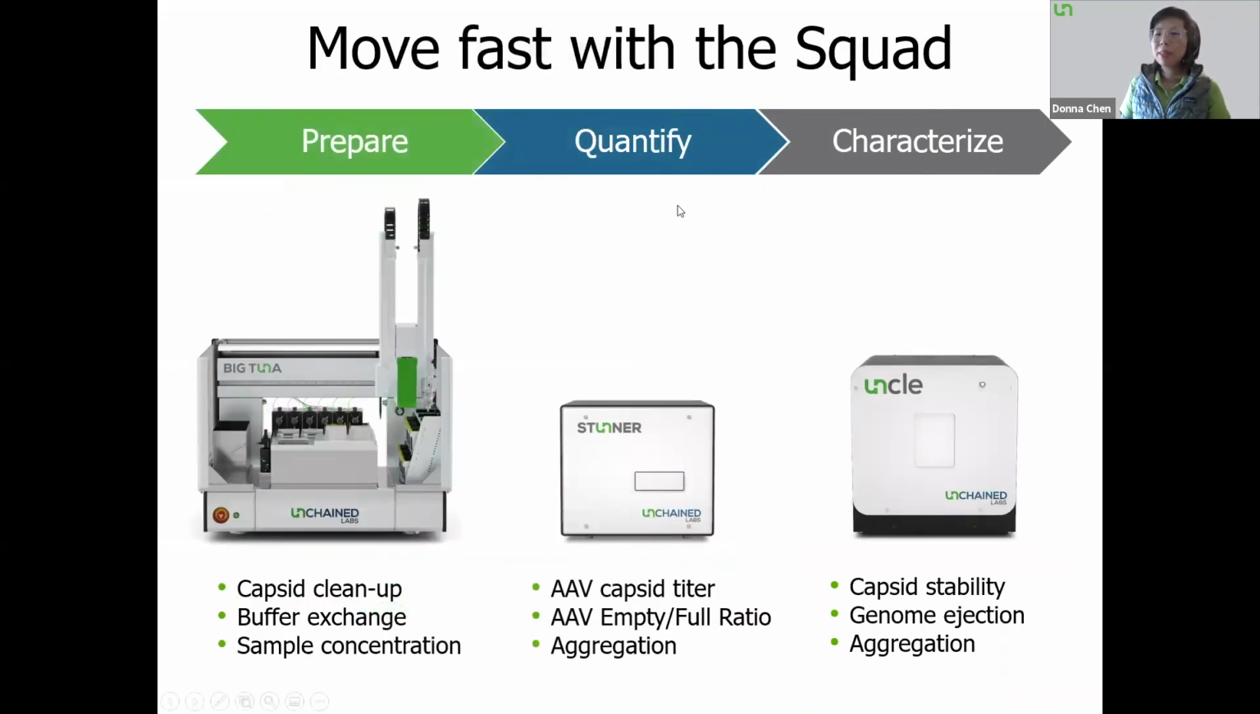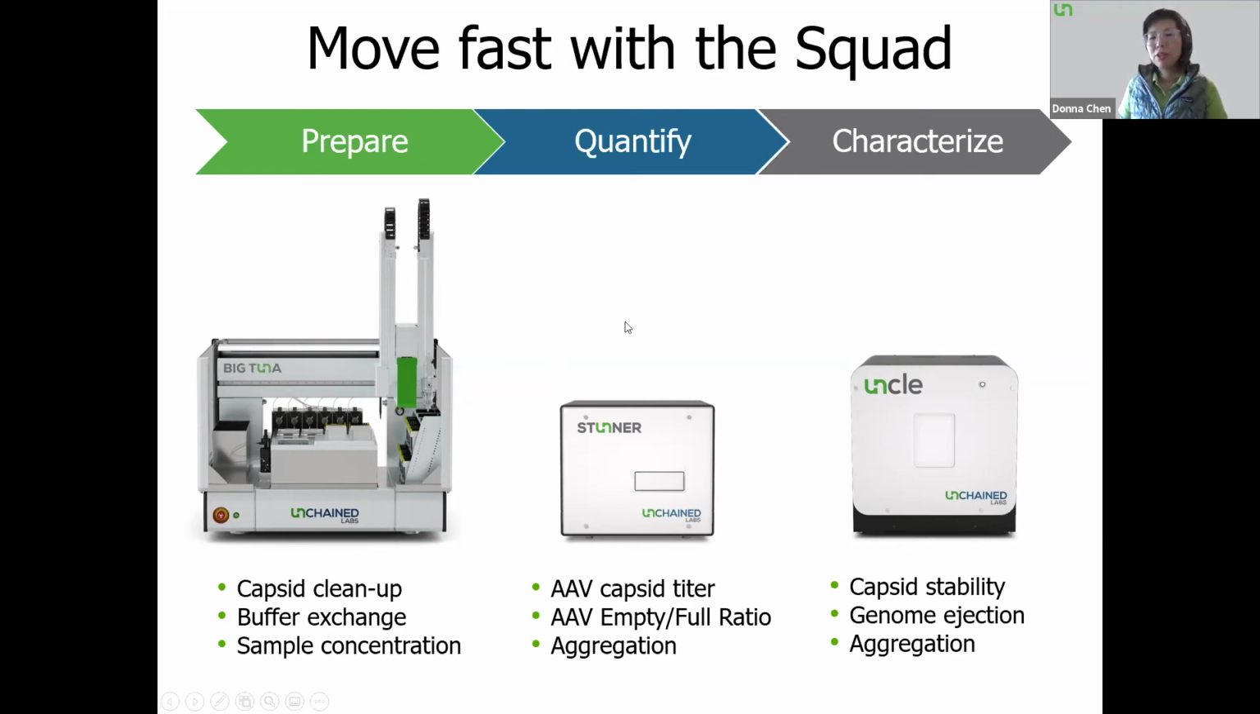So here's our recommendation to automate and really fast track your AAV characterization process. You can use Big Tuna to automate your buffer exchange and concentration process and really scale up your sample preparation to do up to 96 samples at once, with a flexible volume range between 100 microliter to 8 ml.